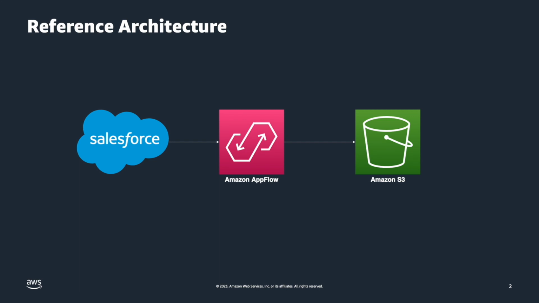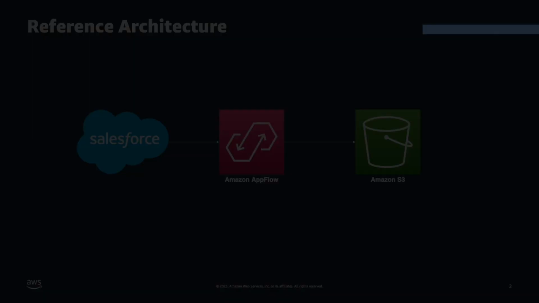Here is the reference architecture of what we're going to build today. We will use Amazon AppFlow to connect to our Salesforce instance and securely transfer data such as leads, accounts, and opportunities into Amazon S3. Now, join me on the AWS console and let's build the solution.